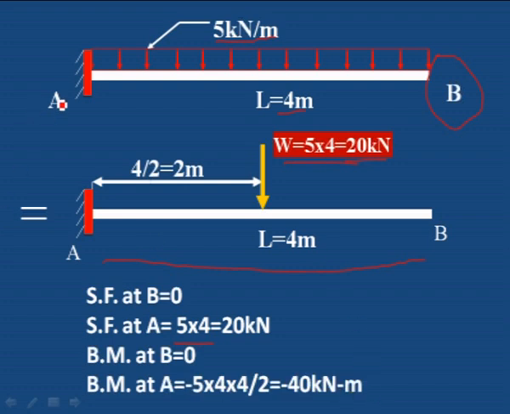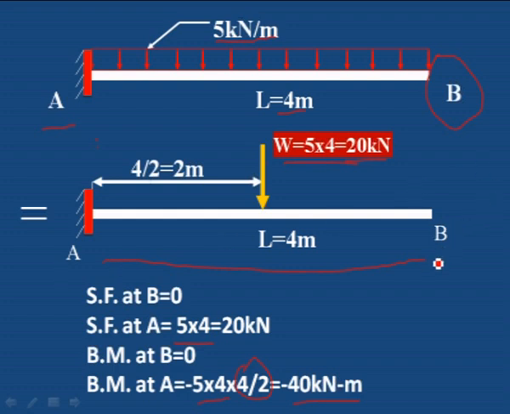Bending moment at A. Now you should be careful how we calculate the bending moment at A. What we can observe, 20 kilonewton is acting, that is 5 into 4. What is the distance at which it is acting? 4 divided by 2, that is 2 meter. This distance from A to this central point is 2 meter. Therefore 5 into 4 into 4 by 2. 5 into 4 is the load acting, and it is acting at a distance of 4 by 2, half of the distance. Therefore 40 kilonewton meter is the bending moment at A.